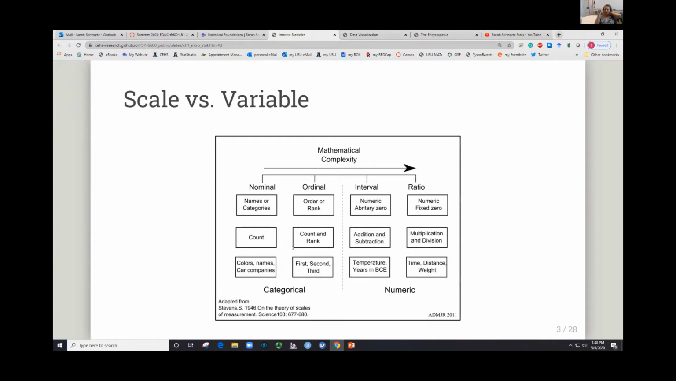Interval is where we do have numbers and order, but the difference between 1 and 2 is the same as the difference between 2 and 3, which is the same as the difference between 9 and 10. And then ratio has the additional complexity that 0 means none. And there are things that kind of fall somewhere in the spectrum.